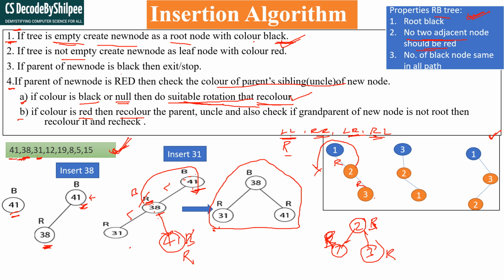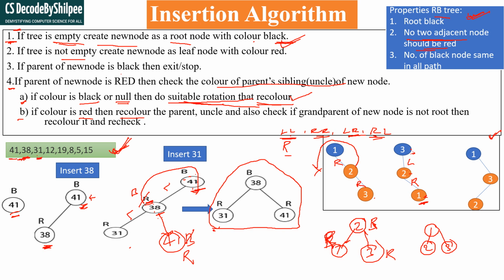Now this is the LR situation. In the LR situation, here also a violation occurs, since 2 is red and this one is also red. In the shortcut method, whatever the last node is will become the root node, and the root becomes the right child. So 1 becomes root, 3 becomes the right child, and 2 is the left only. You are not doing anything with that 2.